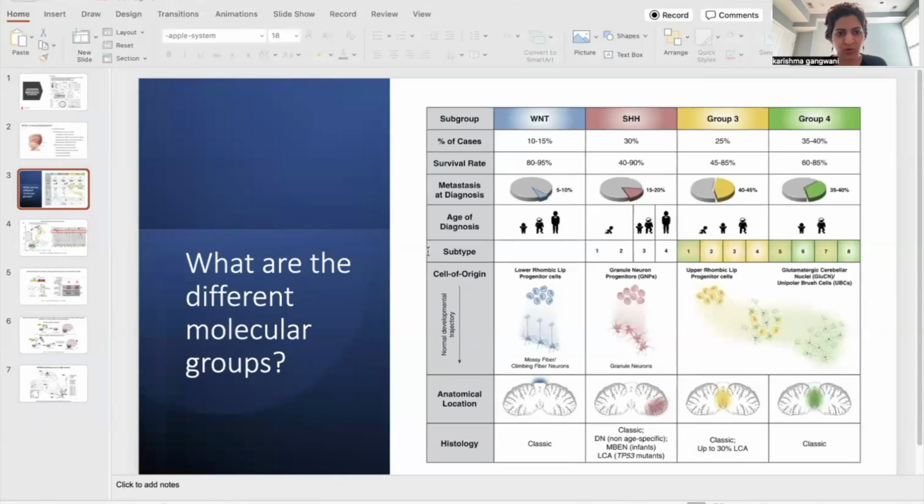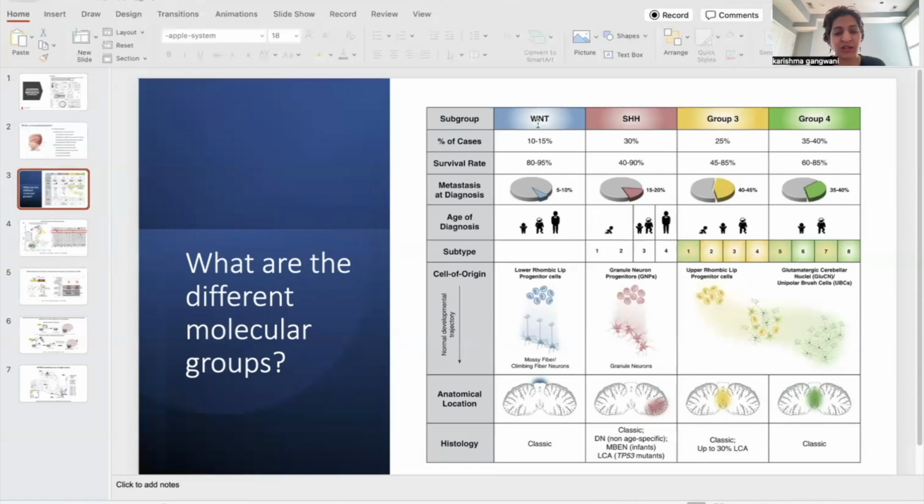So let's go on to look at these different groups within medulloblastoma, which are molecularly defined. Now there are 4 major groups, and some of these groups are further subdivided into subgroups, and we'll look at both of them. So just remember there are 4 major groups, and then some of these groups are subdivided even further. So the first one is this Wnt, which is shown in the blue.